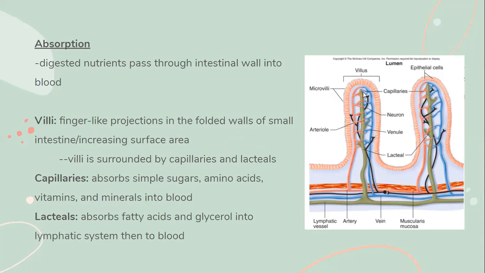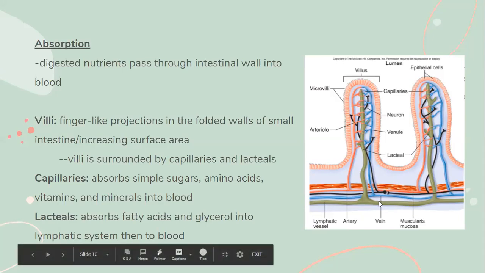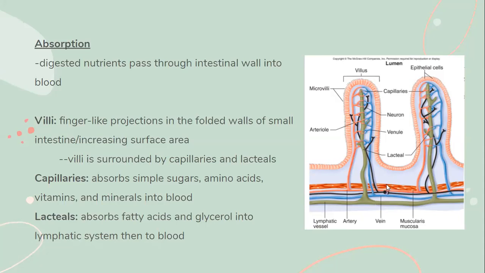So capillaries are involved directly in the small intestine. This is the small intestine, the folds of it, and the capillaries run inside of it and transport everything into your main bloodstream. As you can see down here is the vein and the artery.